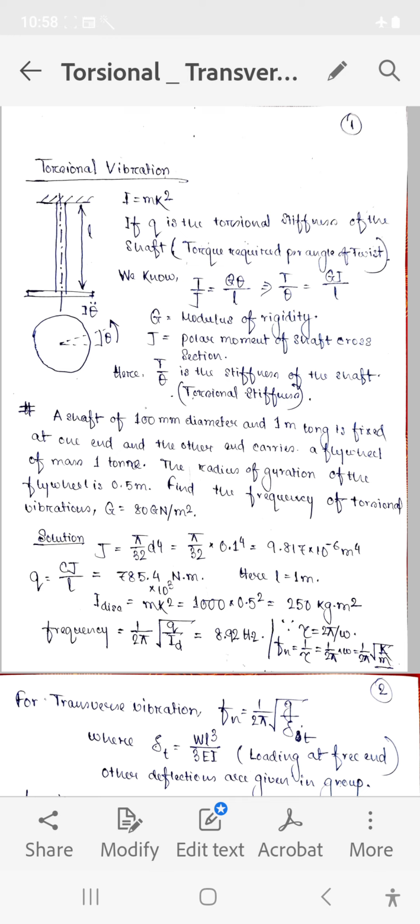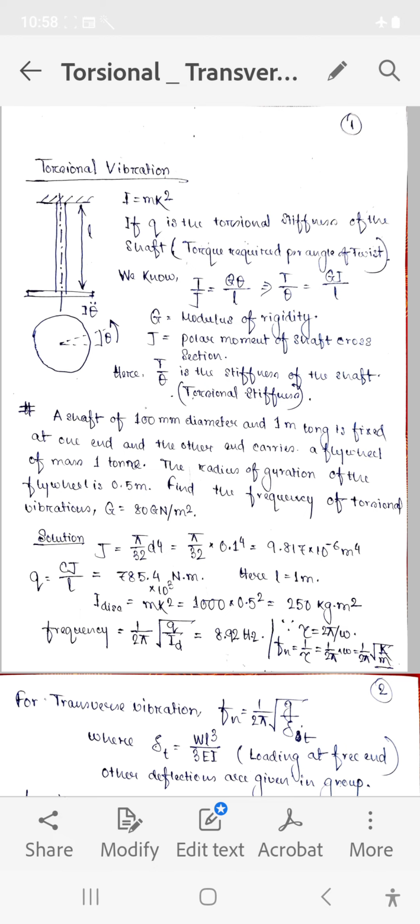785.4 Newton meter. Now you see that is the torque per unit rotation. So that's why the unit of torque has come here, with 10 to the power 3. Now L equal to 1 meter, that is clear. Now I of the disc, I have calculated 1000 into 0.5 square, that is 250 kg meter square.